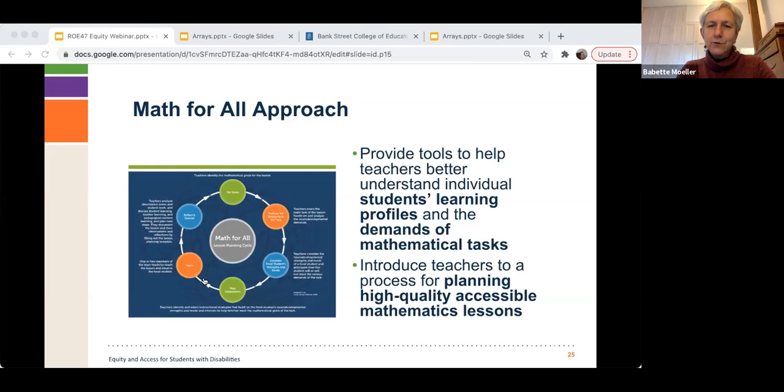And so the work that we're doing is working with teachers to help them develop a better understanding of individual students' learning profiles, their strengths and challenges, drawing on this neurodevelopmental framework, and also a better understanding of the demands of mathematical tasks.